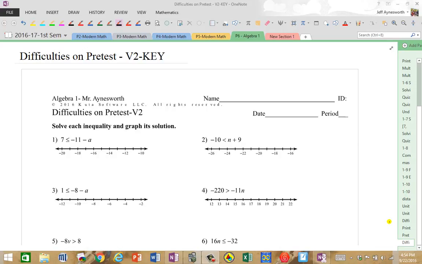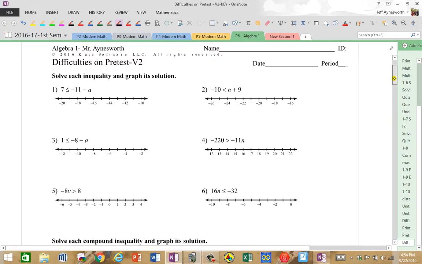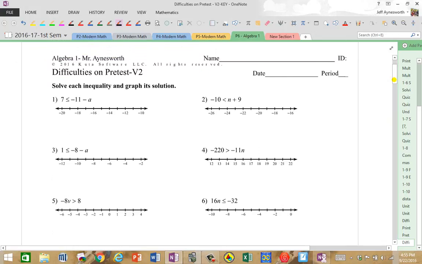Hey everybody, this is Mr. Ainsworth, and we are going to go over all the key elements that were on the pretest to get you guys ready for your big common assessment in Algebra 1. So here we go. Let's start with some inequalities here, solving and graphing.